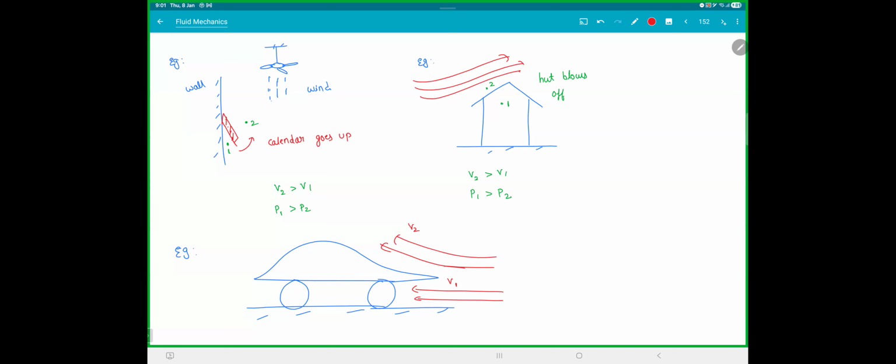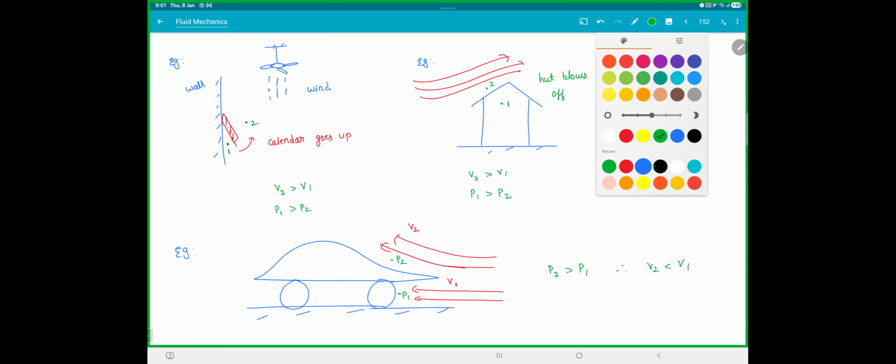That means the pressure should push the car down. So this is P2, this is P1. So you want P2 to be greater than P1. Therefore, V2 must be less than V1. So what happens is you make sure the wind below the car is faster than the wind above the car. Then the pressure at the bottom of the car will be less and pressure outside will be more. Because of this, what will happen? The car is being pushed into the floor actually.